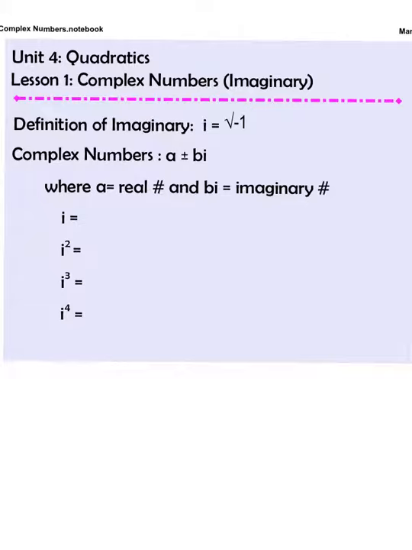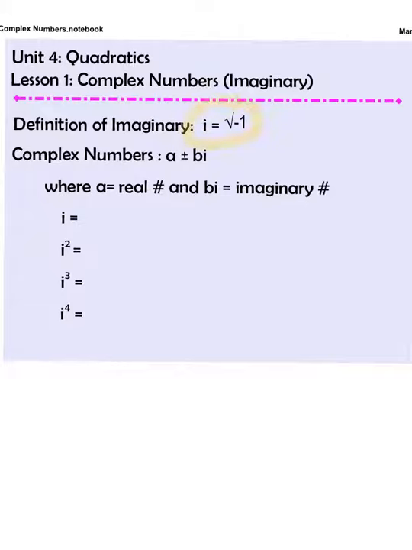So today we're starting a new unit, unit 4, and we're going to look at complex numbers, which involves how to take the square root of a negative number. So pretty much we're going to start with the following.